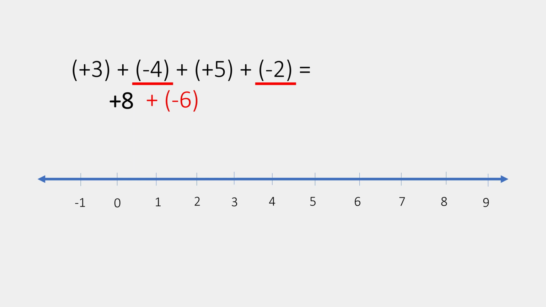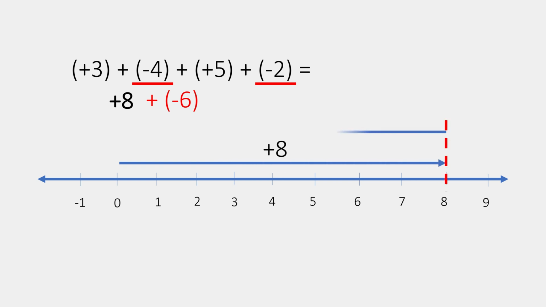If we draw the lines, starting from the 0, let's move 8 spaces to the right since it's positive. And starting from 8, let's move 6 spaces to the left because it's negative. Remember, negatives go to the left, positives go to the right. It ends on positive 2.